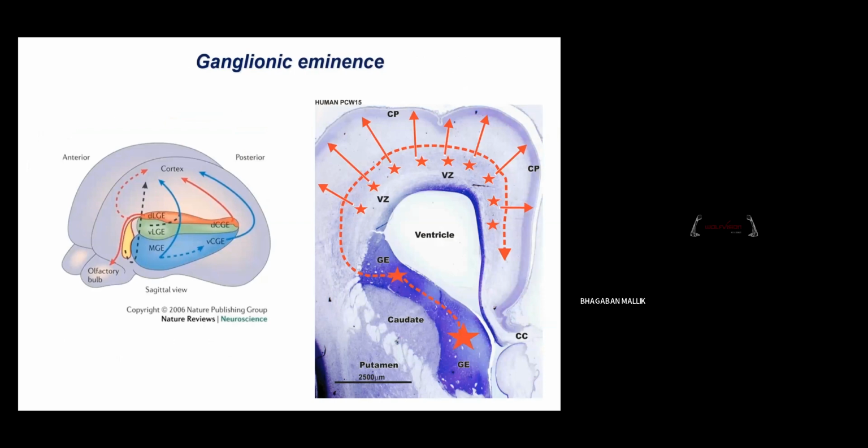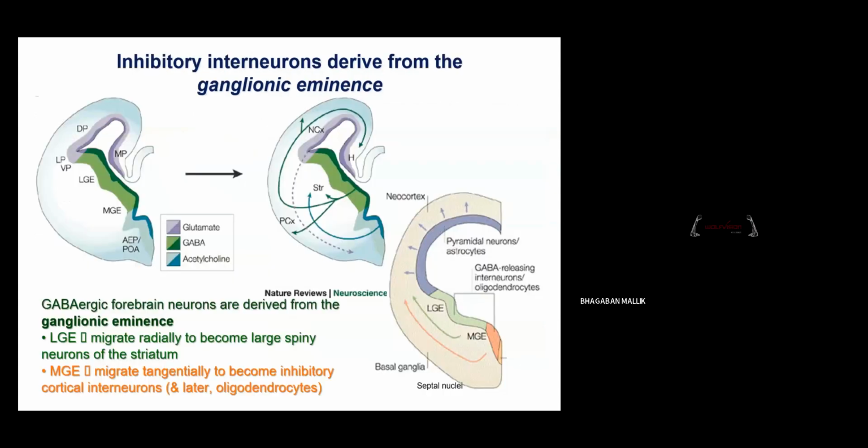So here the cells are migrating from the ganglionic eminence to the cortical region, and this type of migration is tangential migration. And in the ventricular zone, you have a radial migration of the cells to the cortex. So two distinct kinds of migration: one is the tangential migration from the ganglionic eminence region, and the other is the radial migration from the ventricular zones. That's how you have the formation of the cortex, because of the two distinct types of migration.